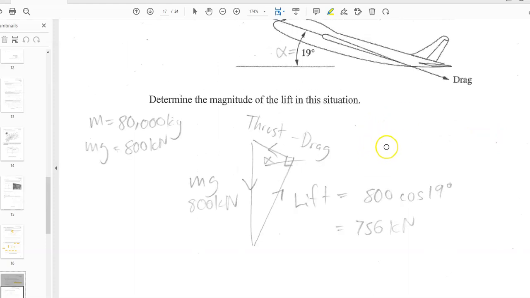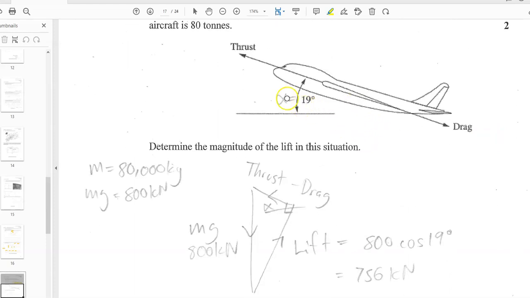Okay, now here I've got a plane. The angle of attack is 19 degrees. That means if this is 19 degrees, this is also 19 degrees. That's just how geometry works. You have to trust me on that one.